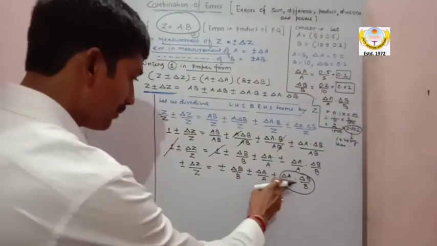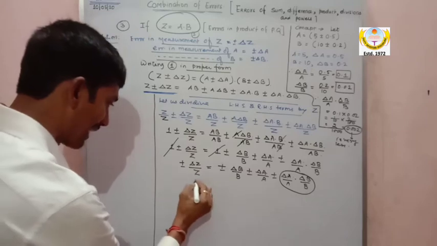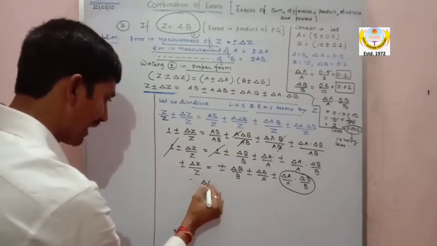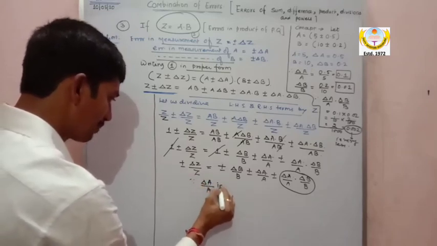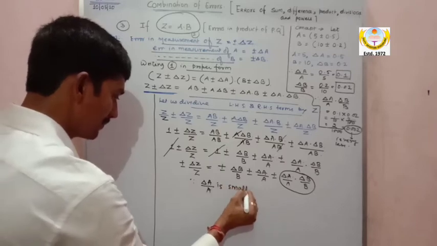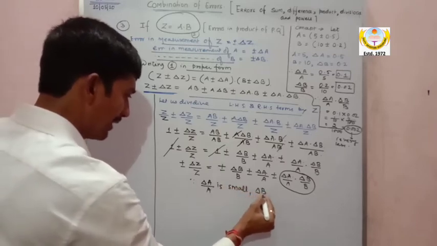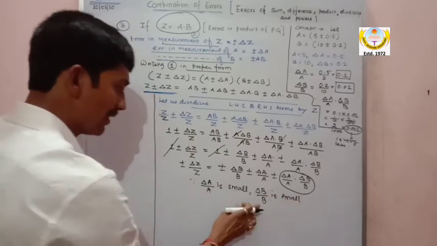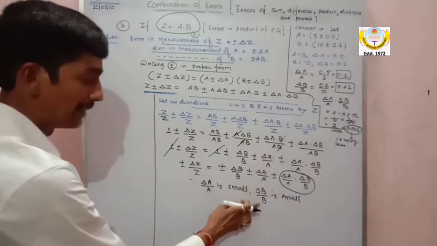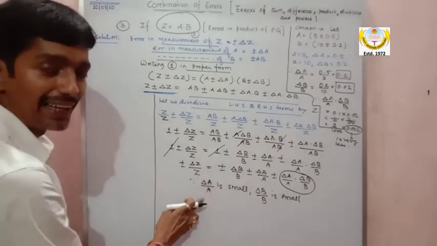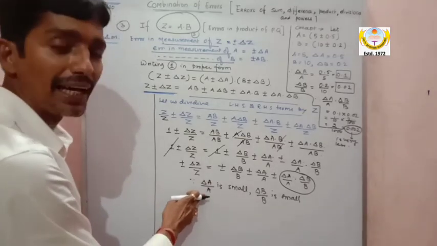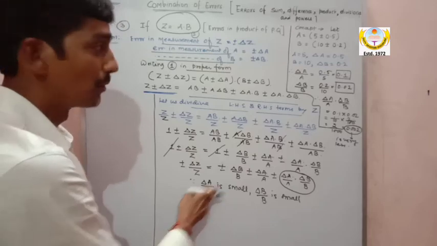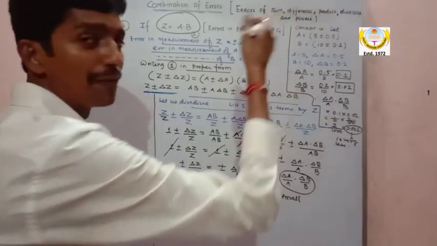So now, my dear, what is the science asked here? Since del A by A is small, del B by B is small. Now why are they small? Sir, del B is error, B is true value. Del A is error, A is true value. Sir, true value is always much more than error. You can see the true value is 5, the error is 0.5.